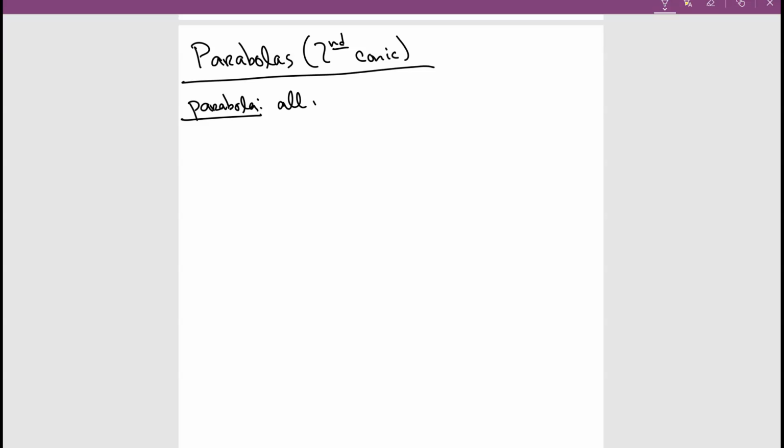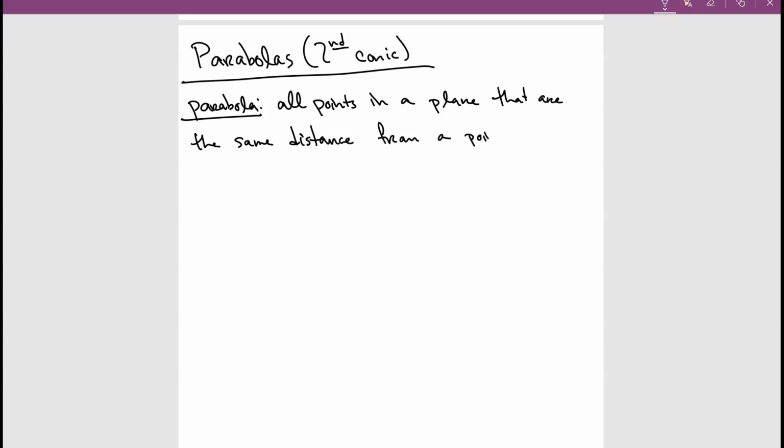It's just all points in a plane that are the same distance from a point, and this point is what we call the focus, and a fixed line. And this fixed line is what we call the directrix.